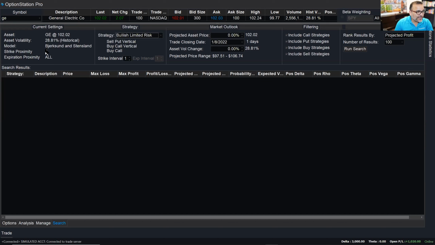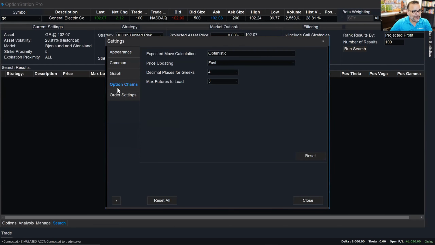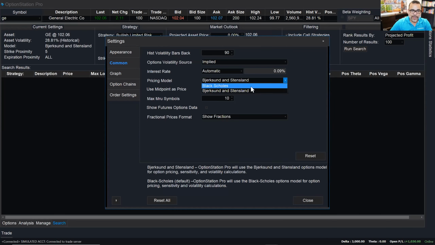You have the model. This is the options pricing model, the Jarrow and Stenland. You can change that if you want. This is a very common pricing model to use. If you're used to other calculations, you can change the model if you want to. Where do you do that? You have to go to the main settings page of OptionStation Pro, go to the option chain, here to the common category on the left-hand side. And here's where you find the pricing model. You can choose between two, Black-Scholes or Jarrow and Stenland, okay?